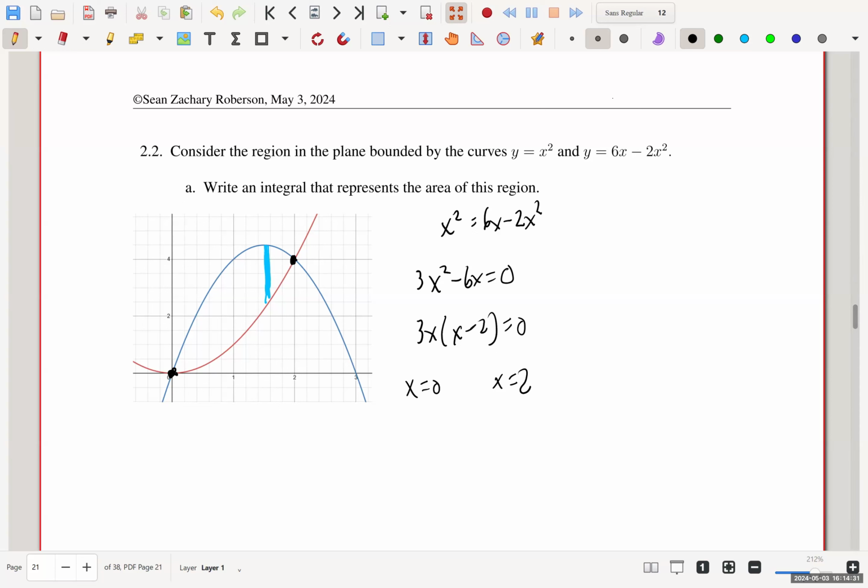Now I'm going to go ahead and try to do this in the same color. So the integral that represents the area is the integral from 0 to 2 of the top function minus the bottom function. Easy task. 3 little words. Top minus bottom.